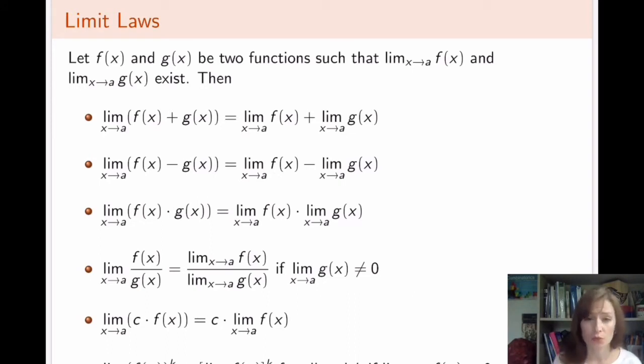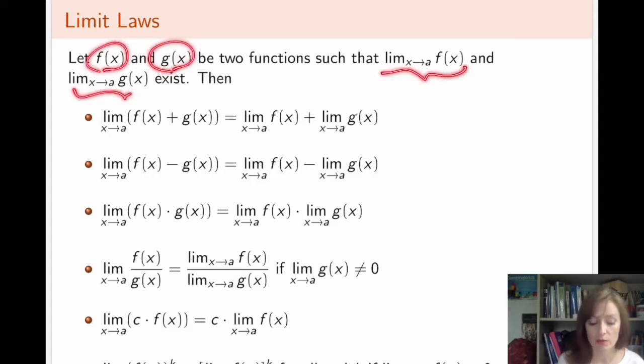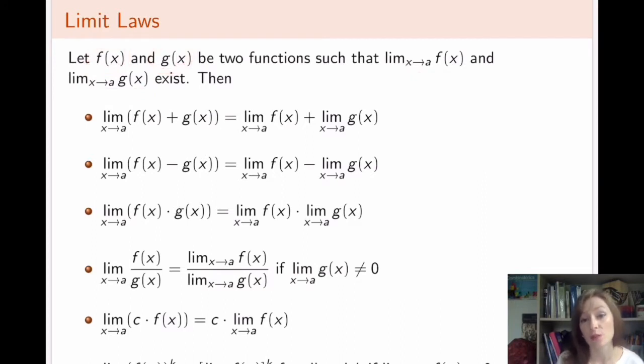I'm not going to prove them or justify them. Please take a look at the book to see a more careful treatment of why these actually work. But the limit laws essentially say that if I have two functions that are well behaved around point a, in the sense that their limits at point a exist, so again, remember that limits care about what happens near a point, not at the point. So near the point a, both functions are nicely behaved. Then you can do all kinds of things to the limits.